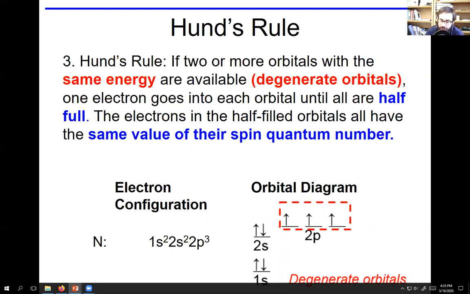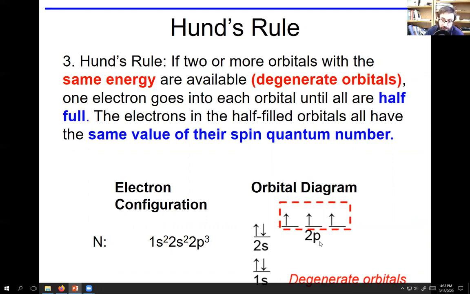That's what Hund's rule is. So you're going to go spin up, spin up, spin up, all in 3 separate orbitals. Now you could have gone spin down, spin down, spin down. That's the same, that's mathematically equivalent. But you would not want to put a spin up and a spin down. That would be an excited state that's higher energy. So you want to be spin up, in separate orbitals.